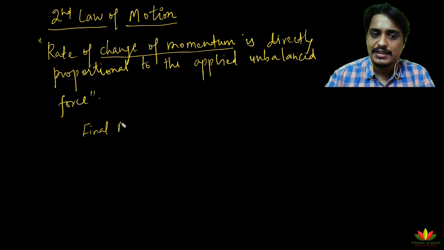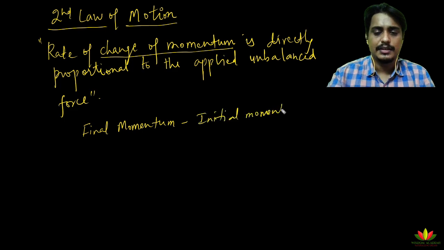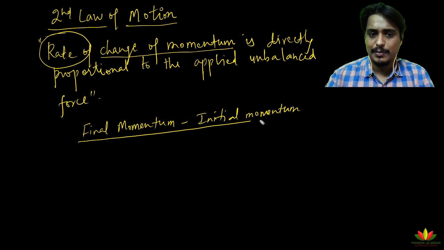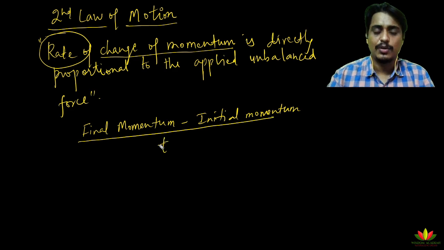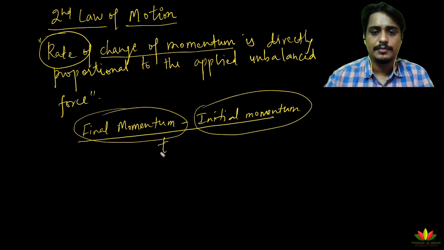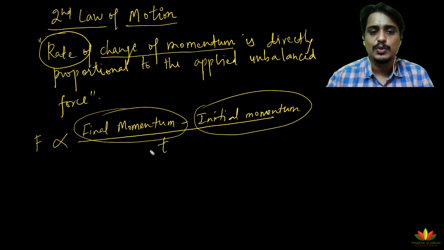So final momentum minus initial momentum. That will give me the change in momentum. And whenever this word rate comes, rate of something, that means it is divided by time. So rate of change of momentum means final momentum minus initial momentum by time. So this term is proportional to the force applied. So the force applied is proportional to rate of change of momentum.